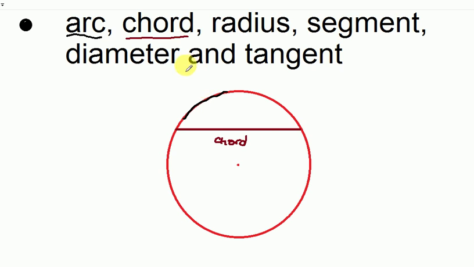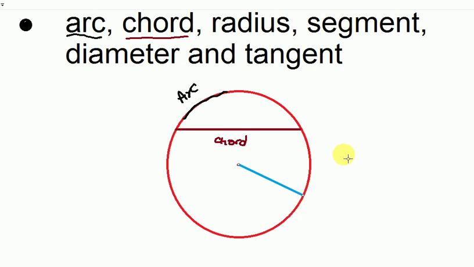Okay, let me also name this one as our arc. The other part is the radius. The radius is defined as the distance from the center of the circle to any point on the circumference of the circle. So any distance from the center of the circle to any point.